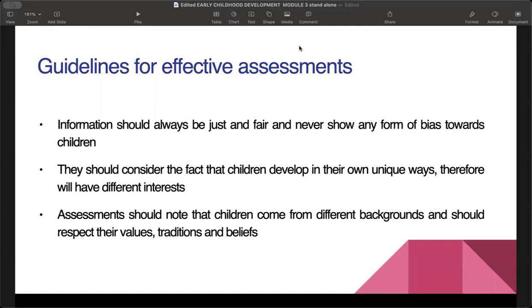And then lastly, we say assessments should note that children come from different backgrounds and should respect their values, traditions, and their beliefs. All right, so again, we bring in the concept of diversity and how this could be impacting a child's development. Okay, we go on to our next slide now.